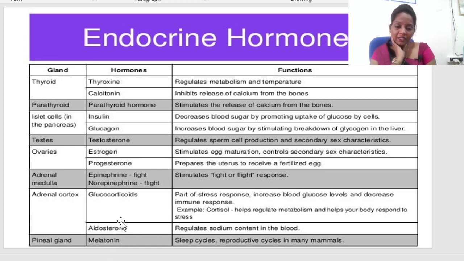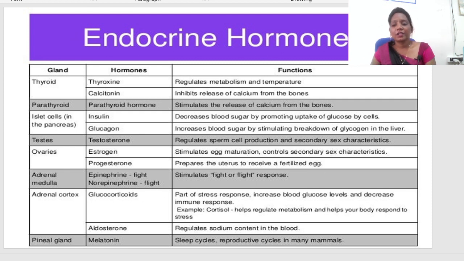Aldosterone is another hormone released from the cortex of the adrenal gland. It regulates the sodium content in the blood. The next gland is the pineal gland. It releases melatonin, and it helps in the sleep cycles and reproductive cycles in many mammals. This is about the gland functions.